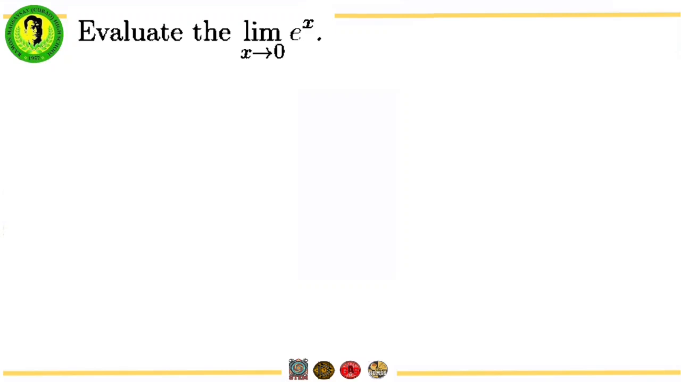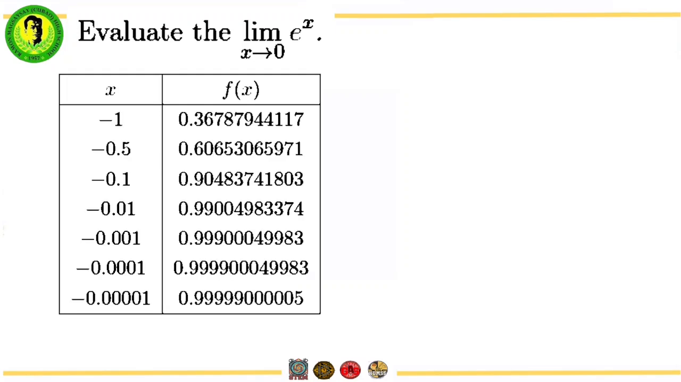But again, we are going to investigate, so we will use a table of values. I prepared here some values: negative 1, negative 0.5, up to negative 0.00001. If you notice, this is approaching 0 from the left side. Okay? And this is the equivalent value if you substitute this x into e raised to x.